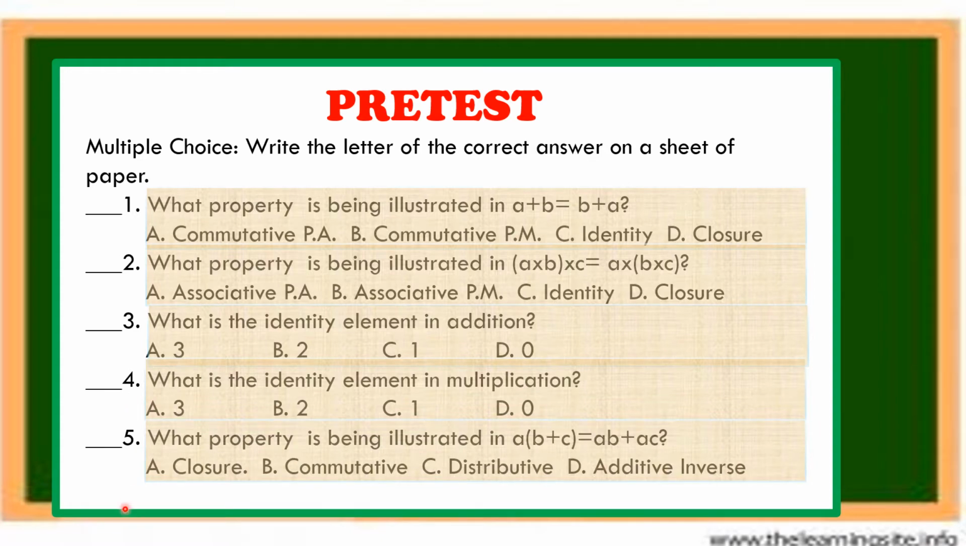Next, number 5. What property is being illustrated in A times the quantity of B plus C equals AB plus AC? Letter A, closure property. Letter B, commutative property. Letter C, distributive property. Letter D, additive inverse property.